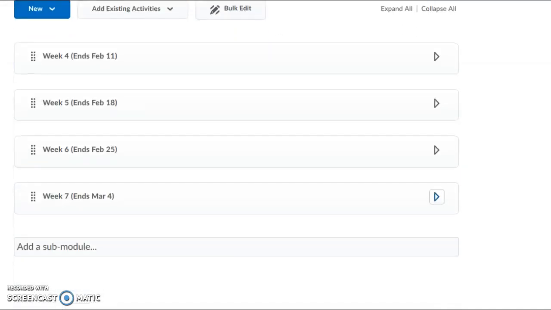So this unit, just to give you the heads up, comprises a total of 4 weeks, starting now, ending with week 7, which is March 4th. So I'm going to go ahead and get into week number 4, and we'll take a look at this week's work.